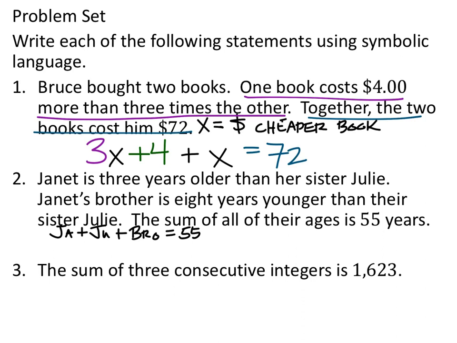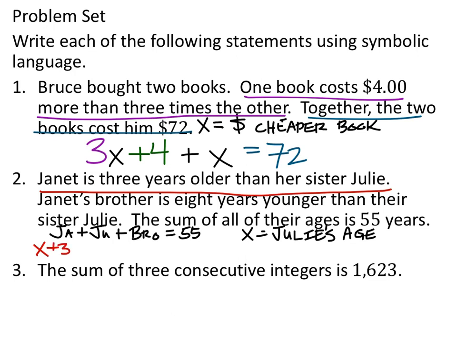However, Janet's age and the brother's age are based on Julie's age, so we have to let x equal that value. So x would be Julie's age. Now what we have in the start there is just to help us set this up. Janet's age is 3 years older than Julie's. So we take Julie's age, x, which we don't know yet, and add 3 years. Julie's age is just x, because we don't know it.